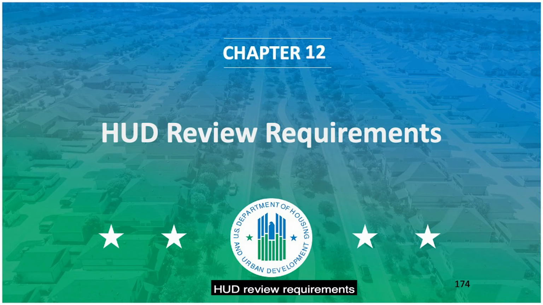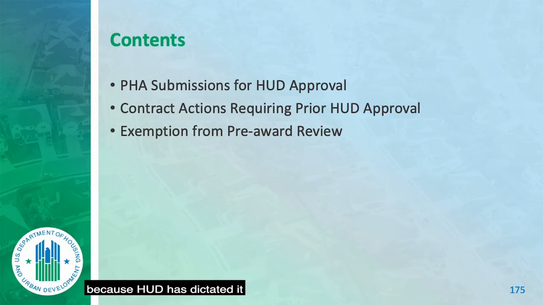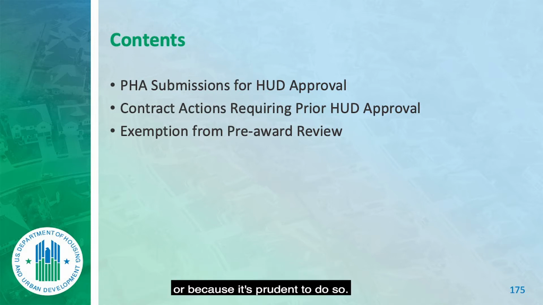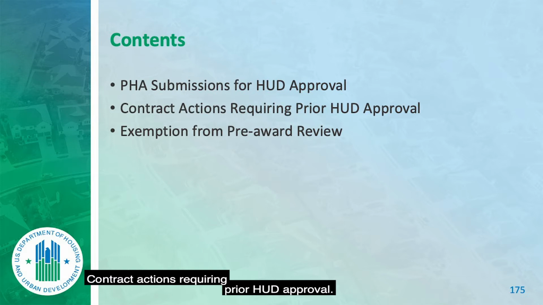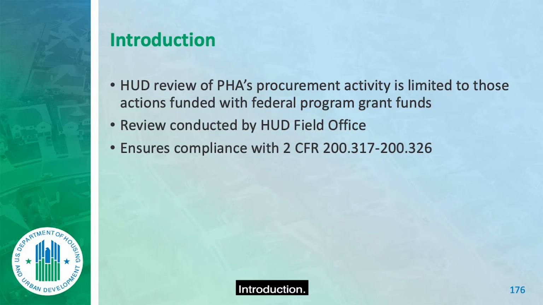Chapter 12, HUD Review Requirements. This is a pretty short chapter. Contents. We're going to talk about PHA submissions for HUD approval, when you send stuff to HUD to get prior approval because HUD has dictated it or because it's prudent to do so. Contract actions requiring prior HUD approval. Exemption from pre-award review. Introduction.